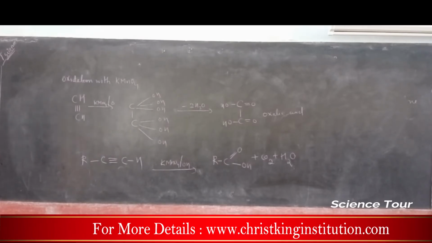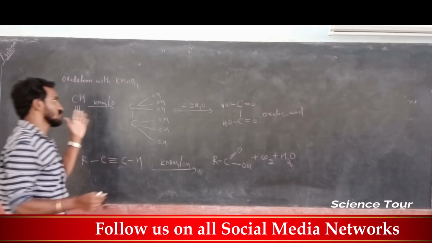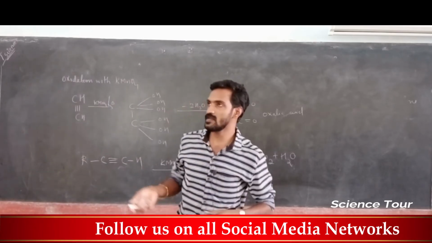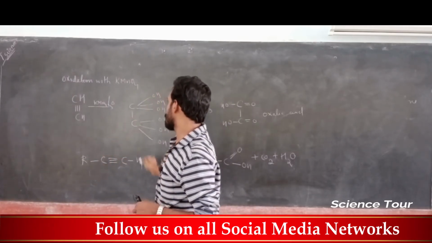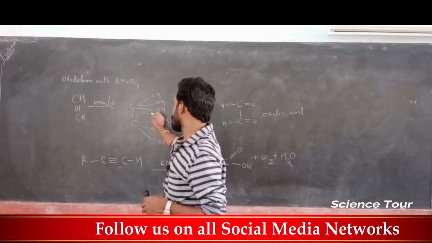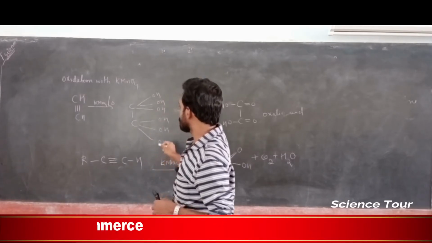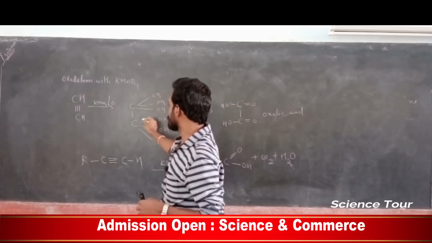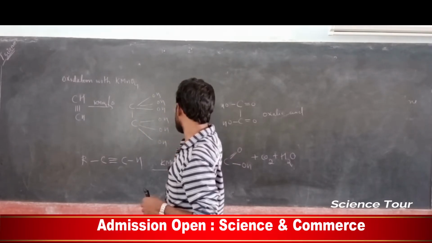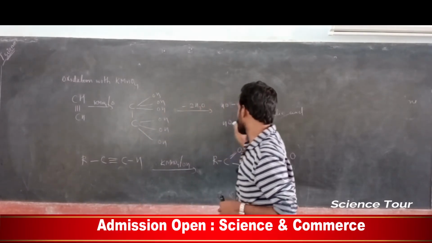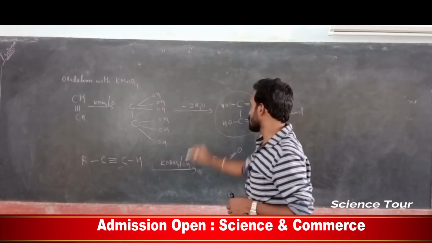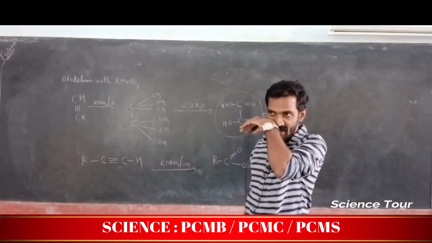Okay, my dear students, next oxidation with the KMnO4. See, this particular acetylene reacts with the KMnO4 and it gives, my dear students, this intermediate compound. See, COH, later 2 molecules of water is removed and it gives, my dear students, oxalic acid. Understood? Oxalic acid.